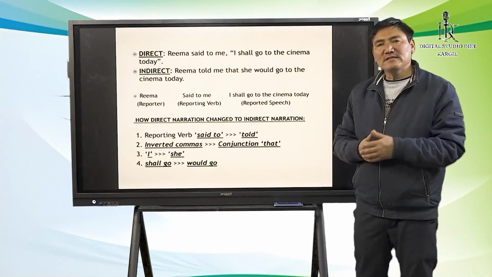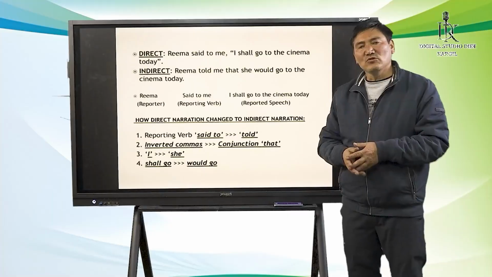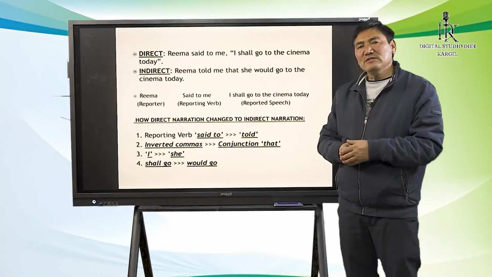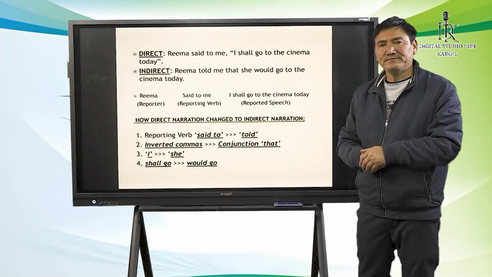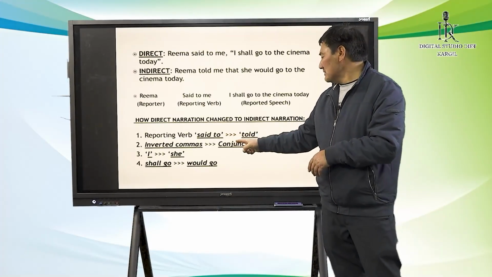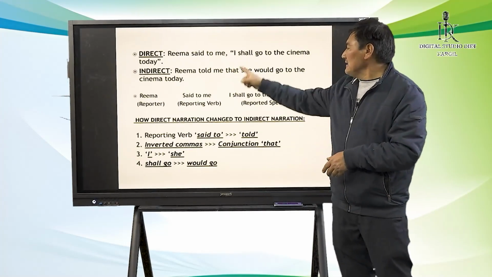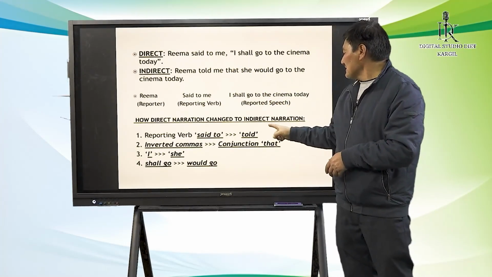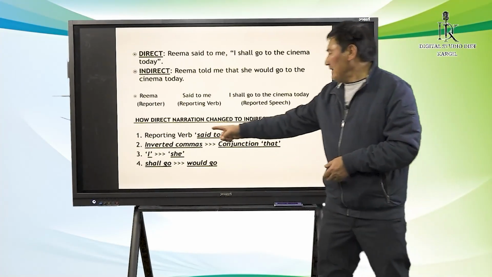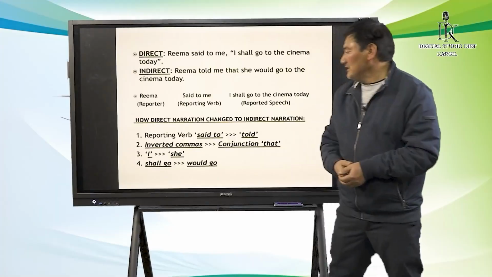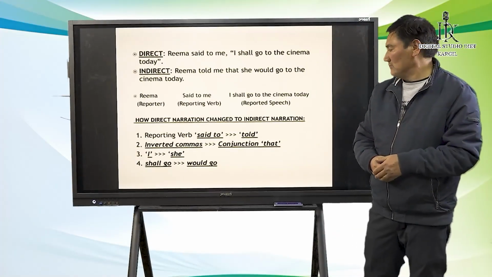Actually, in all the assertive sentences, this said is changed into told, and in interrogative sentences, this said is changed into asked. Okay? And inverted commas are replaced here by the conjunction that. Okay? And I is changed with she, and shall go is changed to would go. Okay?